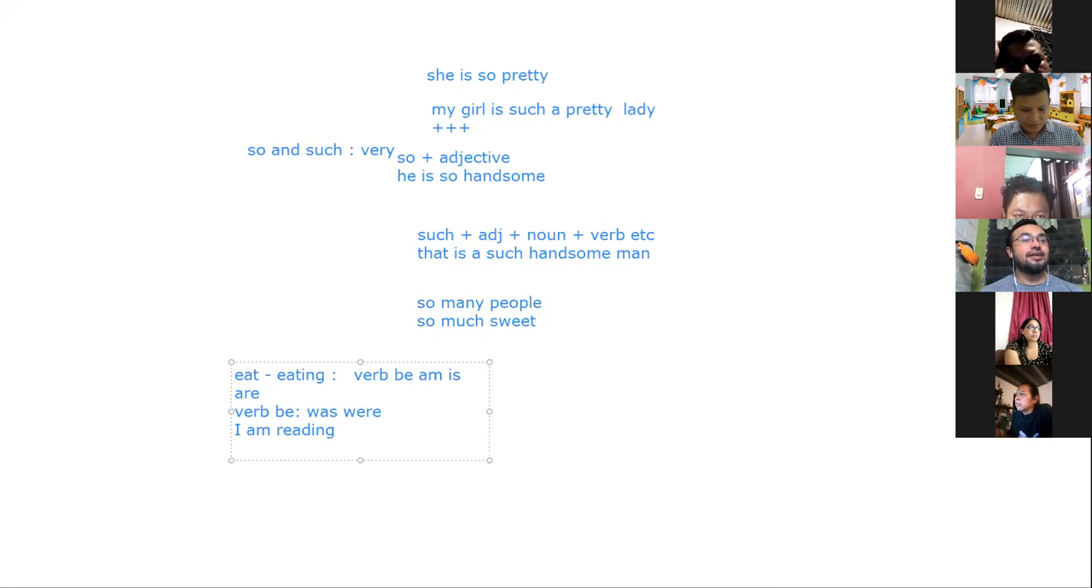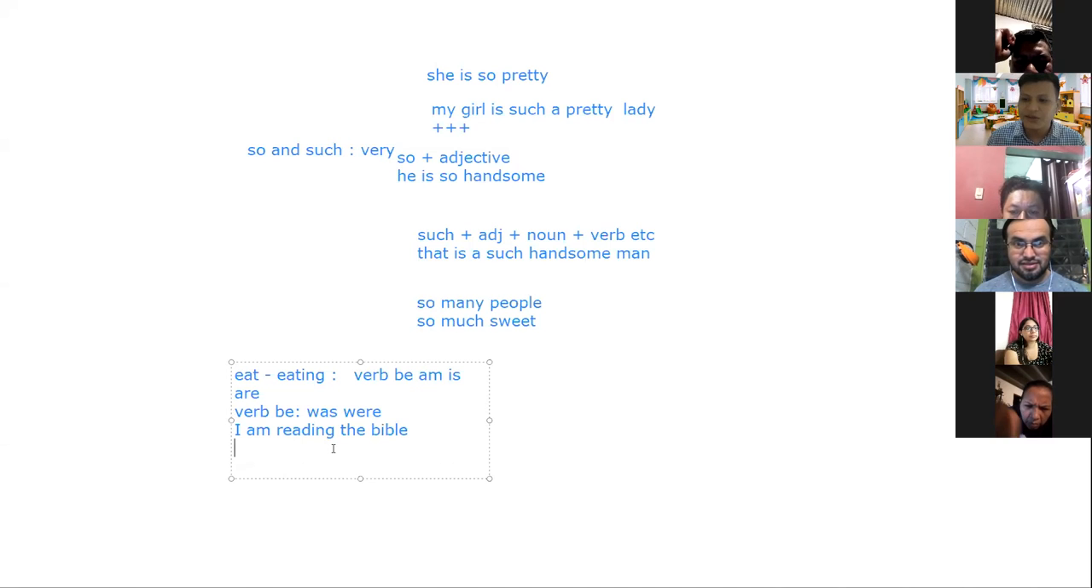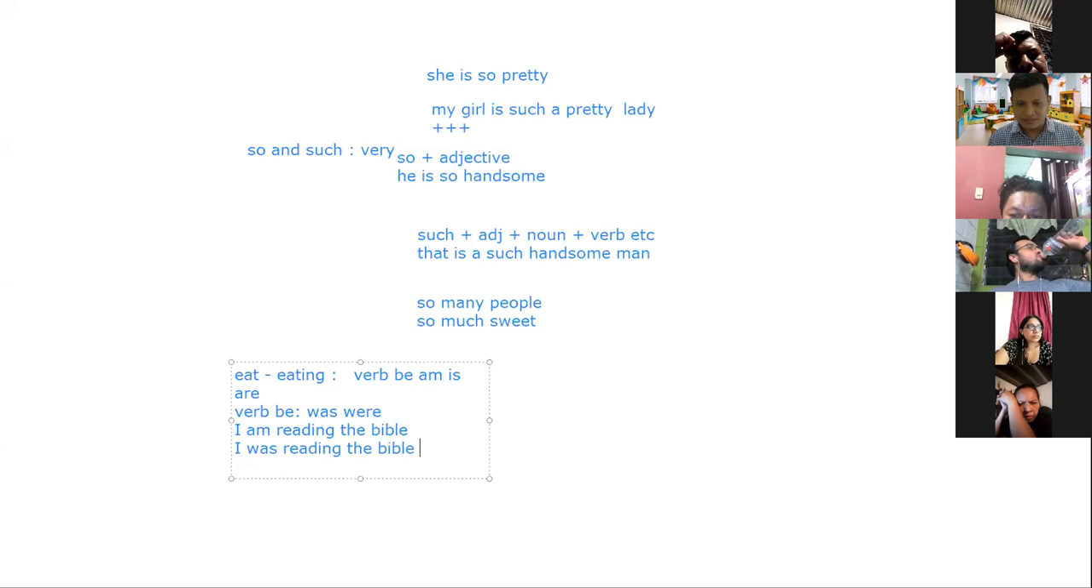I am reading the Bible, for example. This is an example in the present or in the past? Present progressive. ¿Cómo sería el pasado? Yo estaba leyendo la Biblia. ¿Cómo diríamos eso? I was reading the Bible, right? Okay, like this. So, what changed, right? Cambia solo el verbo to be. Si estamos hablando in the present, we're going to use the verb be en el presente. Si estamos hablando in the past, we're going to use the verb be in the past. It's clear?